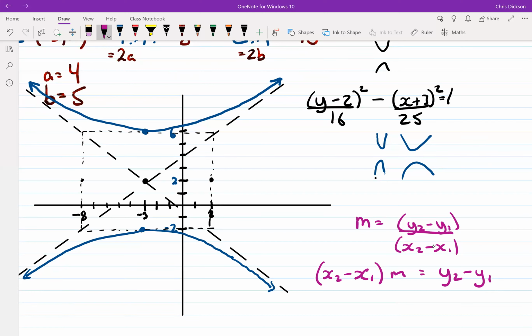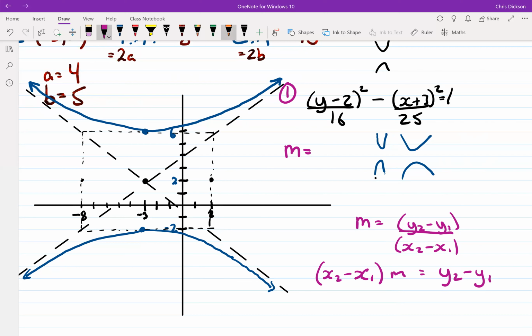So let's pick the line that has the positive slope. I'll call this one the first asymptote there. Okay, so what would the slope of that line be? Well, what I would do is I would go to the center, and I would do rise over run and figure out how far you went up here.